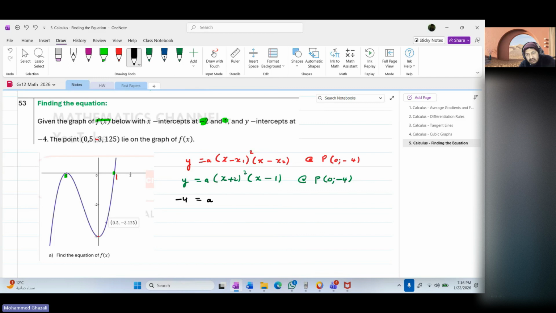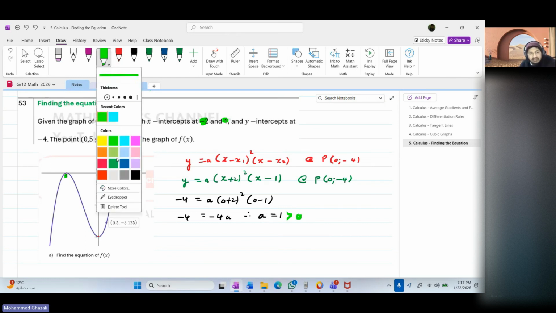At 0, the x value is 0, right? So you're going to say 0 plus 2 squared into 0 minus 1. So we can see we're getting -4a is equal to -4. If you multiply all this out, 2 squared is 4, 4 times -1, so -4a. Therefore, the value of a is equal to 1. And you can clearly see the value of a is positive, which matches up with the shape of the graph, right?